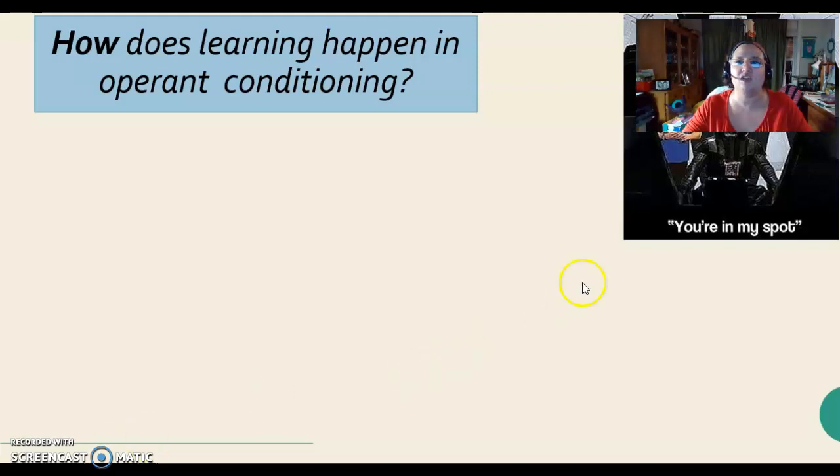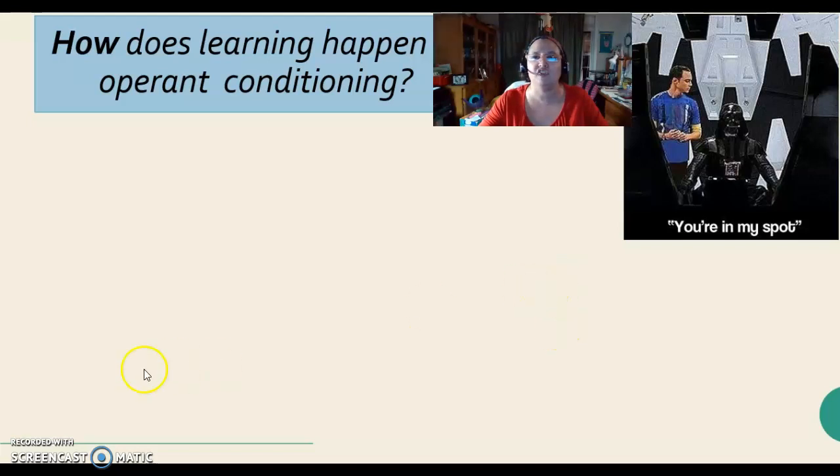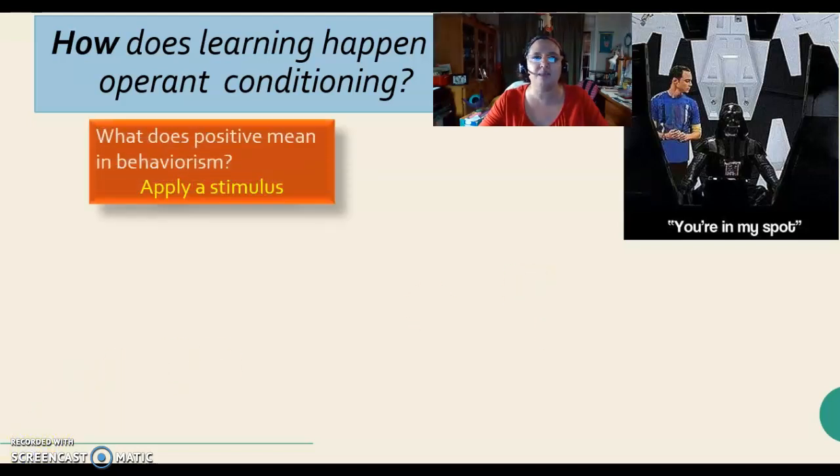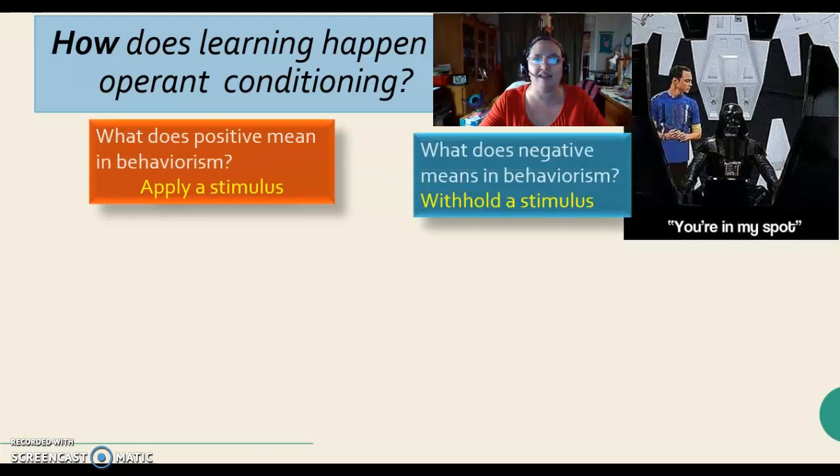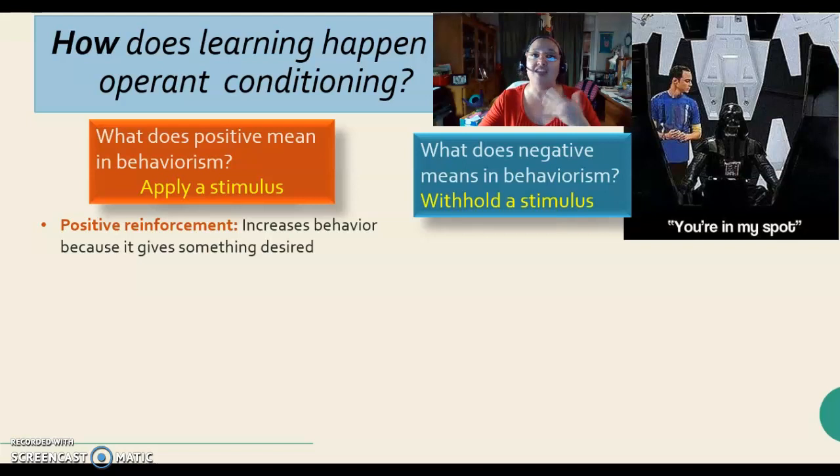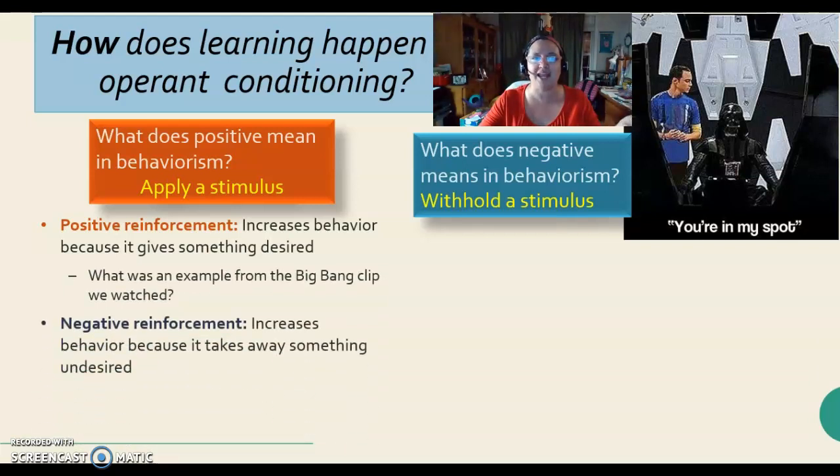All right. So now we could think about how learning happens in operant conditioning. And we have Sheldon trying to get Darth Vader out of his spot. It's important to think about that whole concept of positive and negative in behaviorism. Operant conditioning says positive means to apply a stimulus, negative means to withhold a stimulus. And if we're studying, we could use things like positive reinforcement and negative reinforcement.